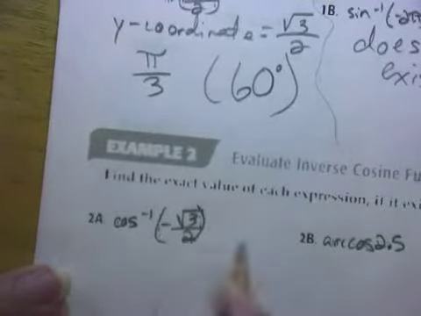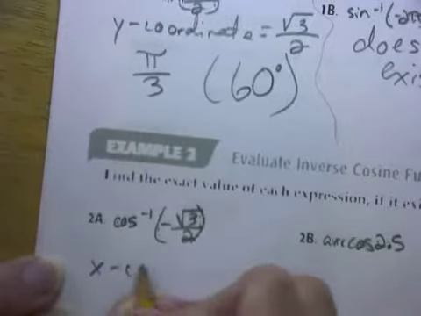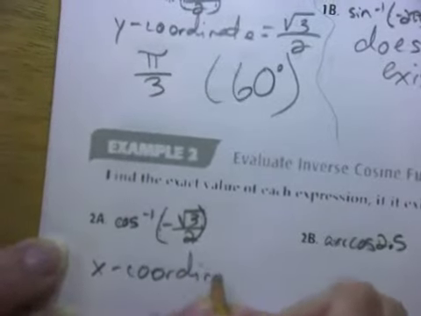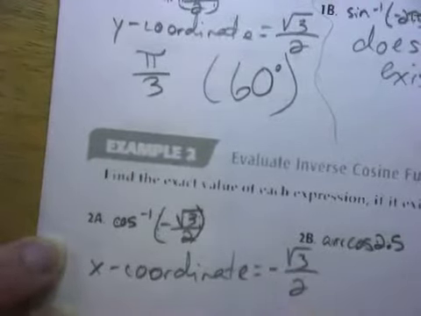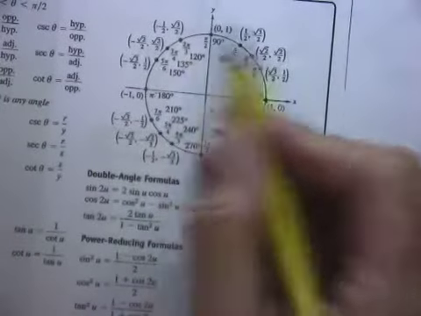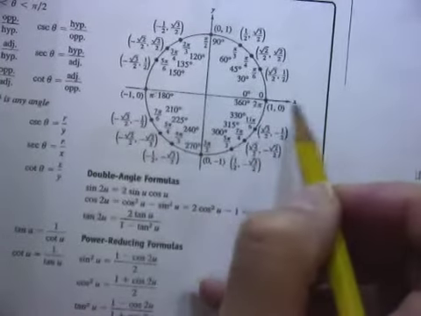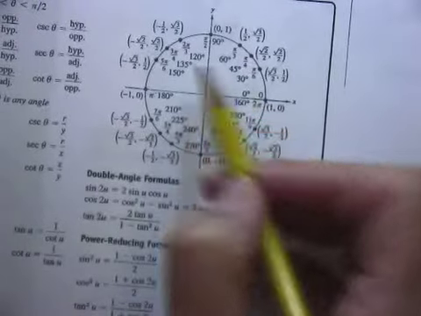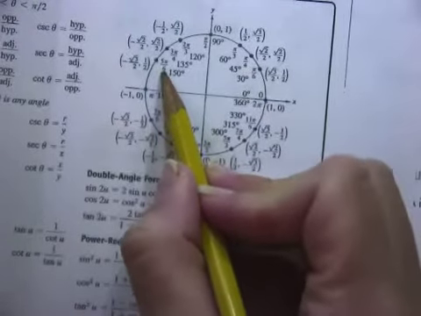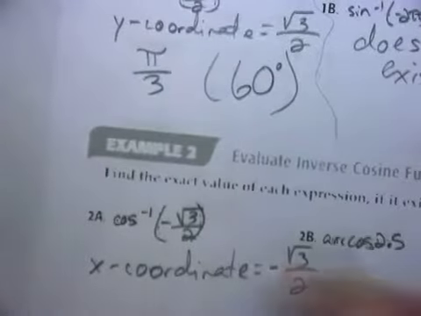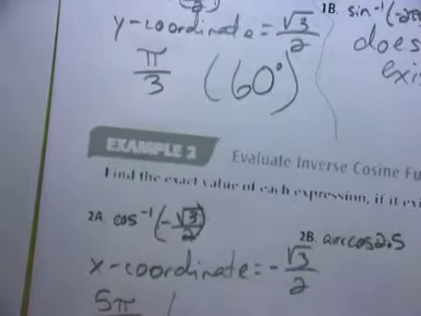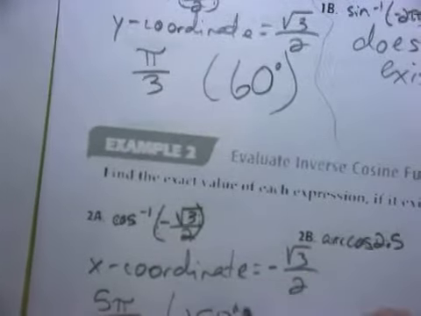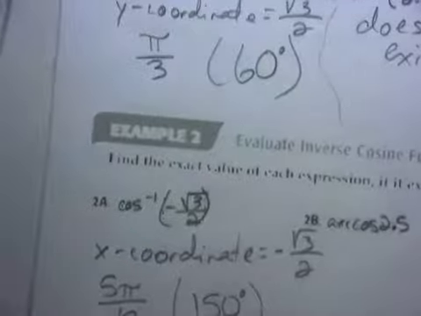Now we're finding the inverse cosine of negative radical 3 over 2. So since this is cosine, we're looking for an x-coordinate of negative radical 3 over 2. And because this is cosine, remember we're looking at the top half of the grid now. So we want an x-coordinate of negative radical 3 over 2, which is here at 5 pi over 6, which is equivalent to 150 degrees.